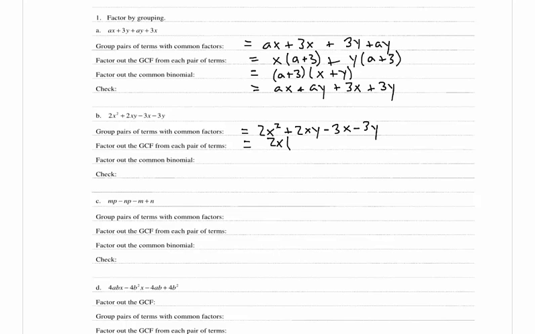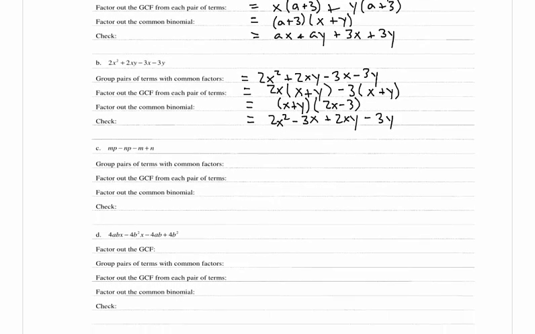And if we factor a 2x out of the first two terms, we're left with x plus y. In our second two terms, we have a common factor of negative 3. And when we factor a negative 3 out, we're left with x plus y. And now we want to factor out the common binomial, which is x plus y. And we're left with 2x minus 3. And now to check, we're going to multiply the two binomials together, and we get 2x squared minus 3x plus 2xy minus 3y. And that's the same polynomial that we started with.